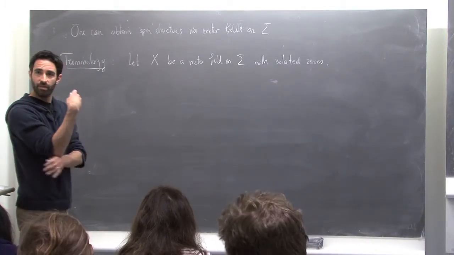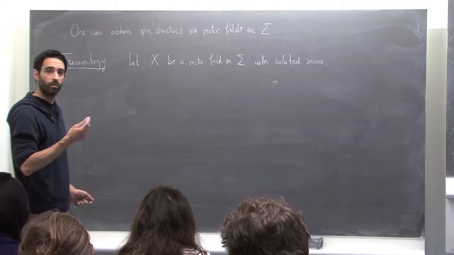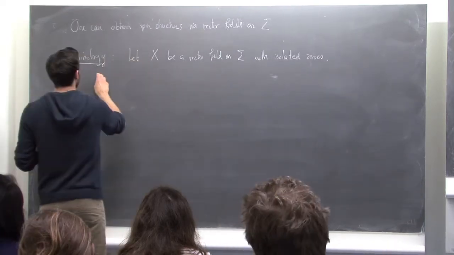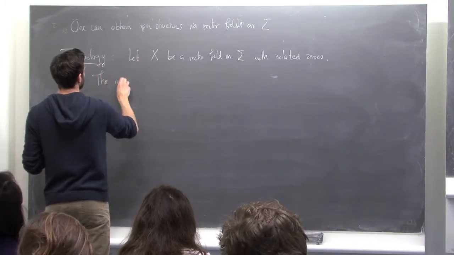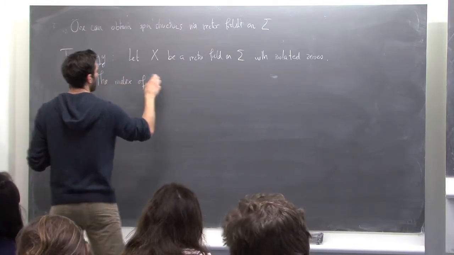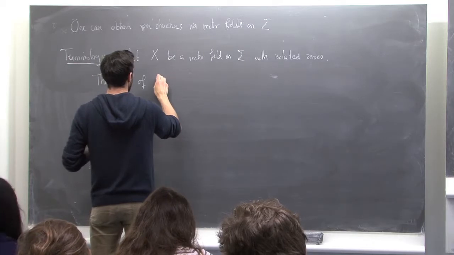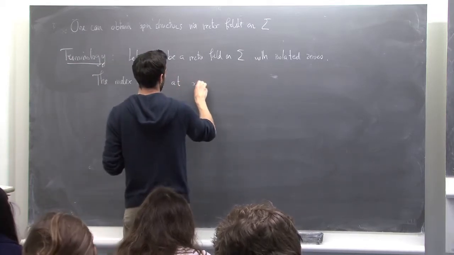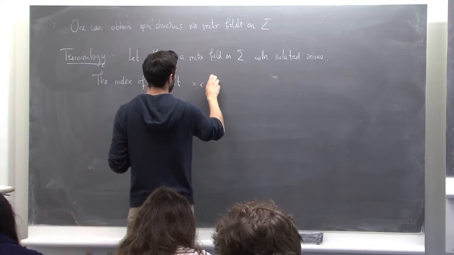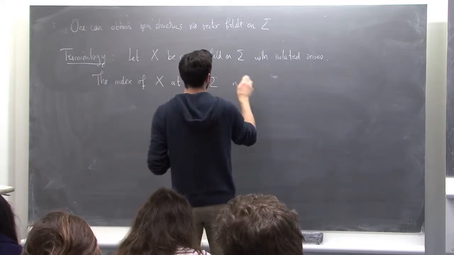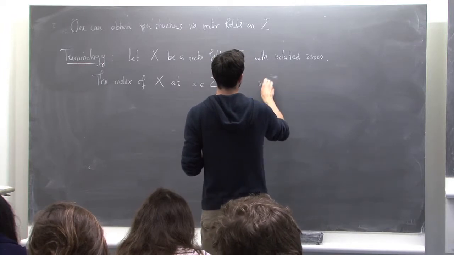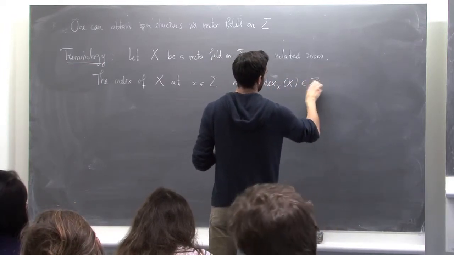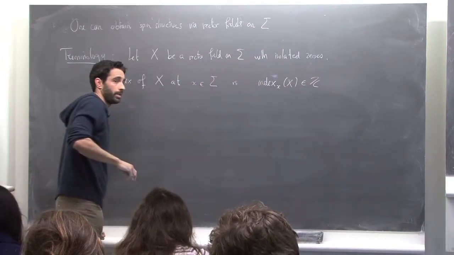So now I would like to define what is the index of a zero of a vector field. The index of X at a point x in sigma, let's denote it this way, is an integer.